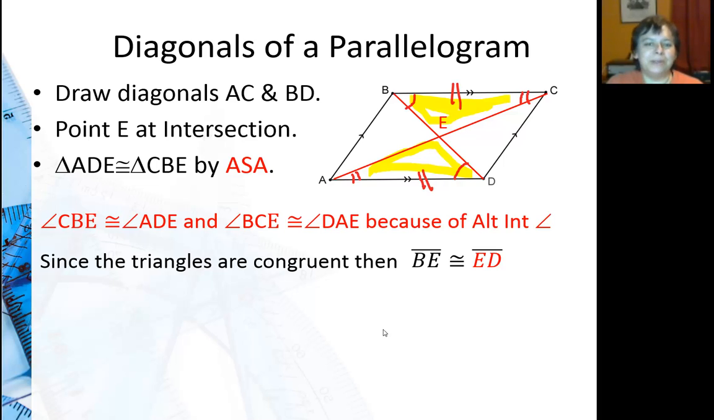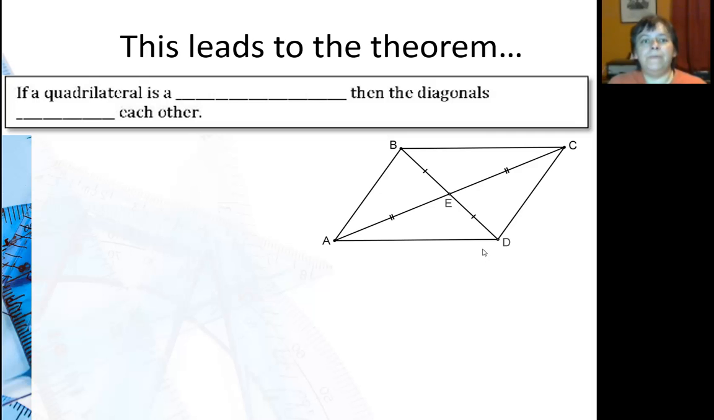are congruent, or CPCTC. I can also say that AE, this piece here, is congruent to EC for the same reason. And let me go back to that for a second. So since AE is the same size as EC, AC is bisected. Since BE and ED are the same, E is the midpoint and BD is bisected. So the diagonals will bisect each other. So if a quadrilateral is a parallelogram, then the diagonals bisect each other.